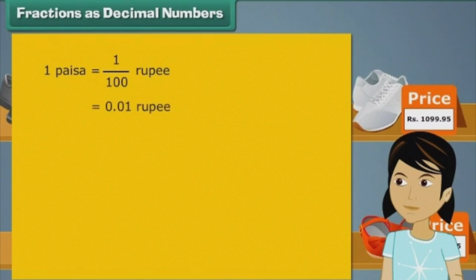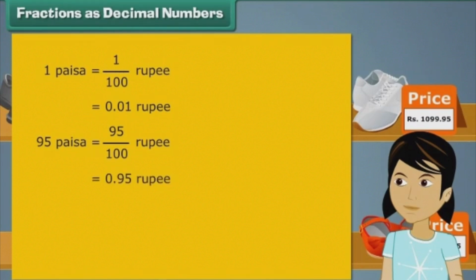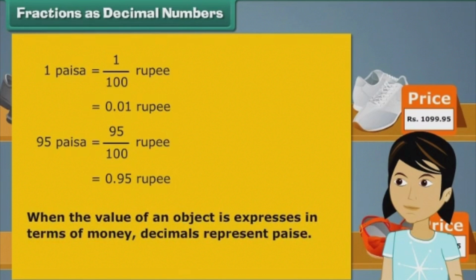Therefore, 95 paise form 95 by 100th of a rupee. We can express 95 paise as 0.95 rupee. Therefore, the decimals in the footwear prices stood for paise. When the value of an object is expressed in terms of money, the decimal represents paise.